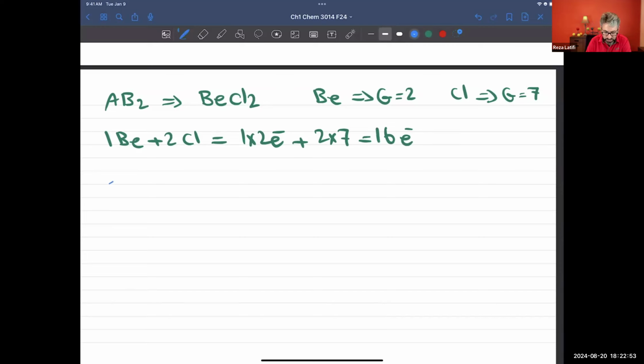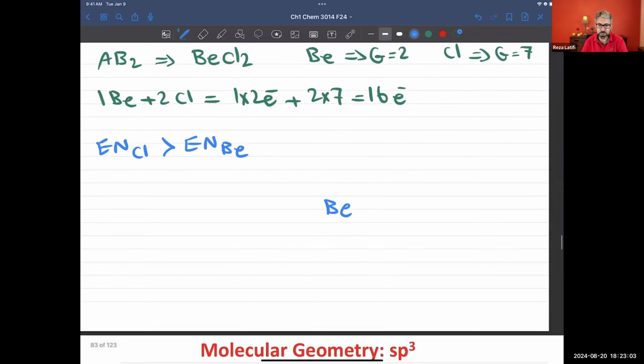Next, electronegativity of chlorine is higher than electronegativity of beryllium. What does it mean? It means Be is the central atom. Put the chlorines around it. We will use 2 electrons there and 2 electrons here to make 2 sigma bonds. So out of 16, I use 4 electrons to make 2 sigma bonds. I'm left with 12. What do I do with the 12?